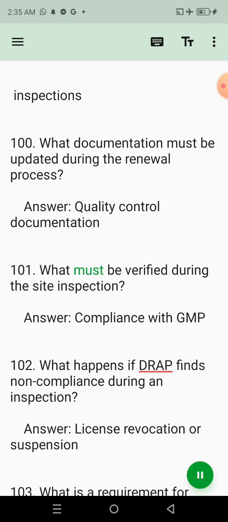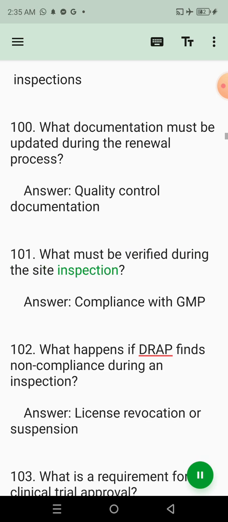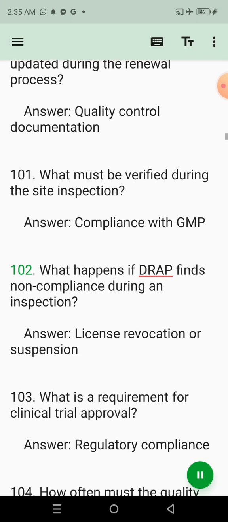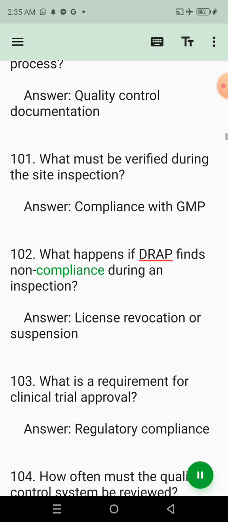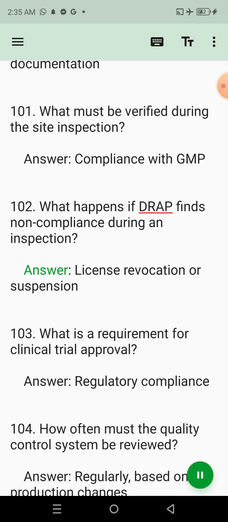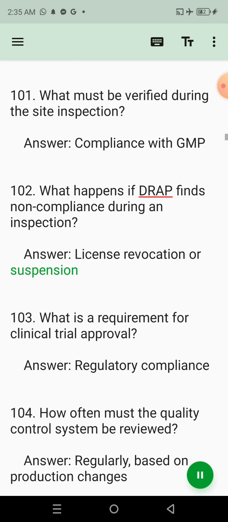101. What must be verified during the site inspection? Answer: compliance with GMP. 102. What happens if DRAP finds non-compliance during an inspection? Answer: license revocation or suspension.